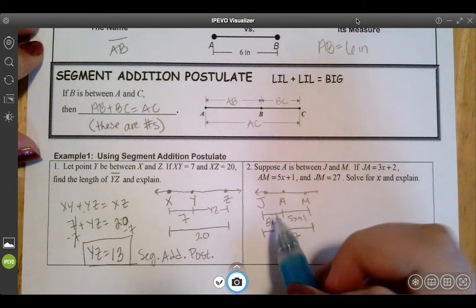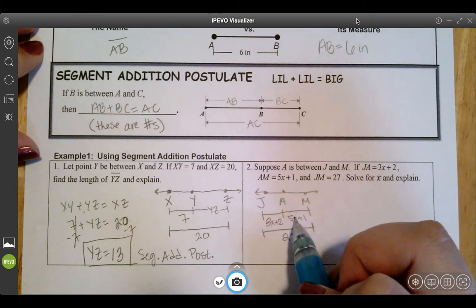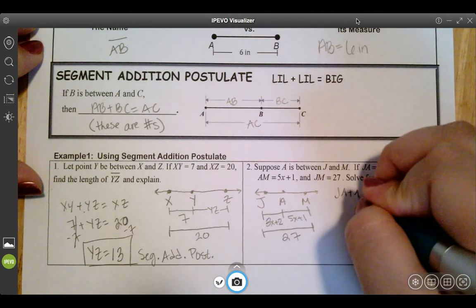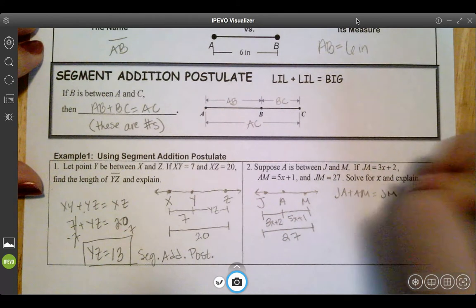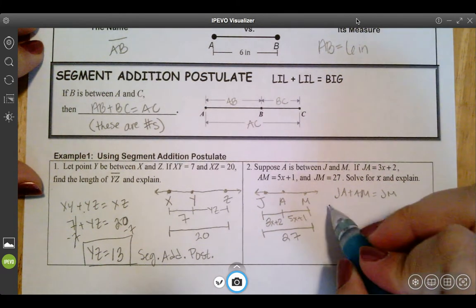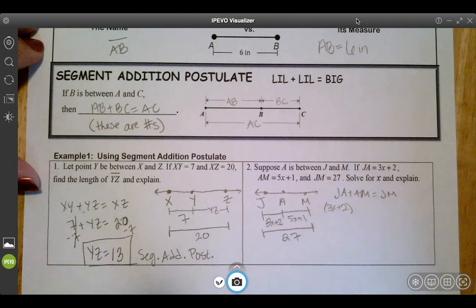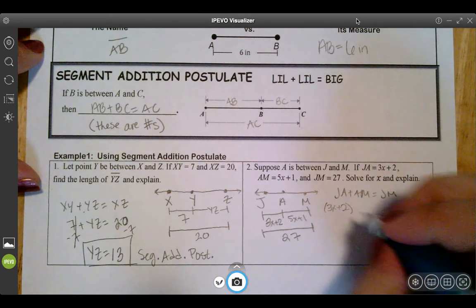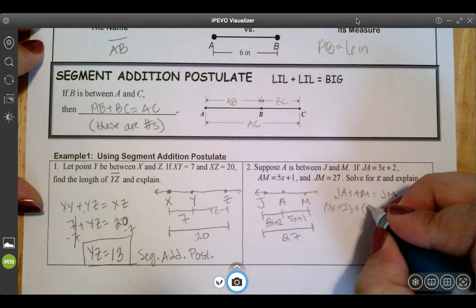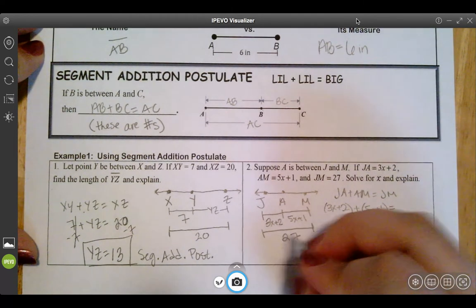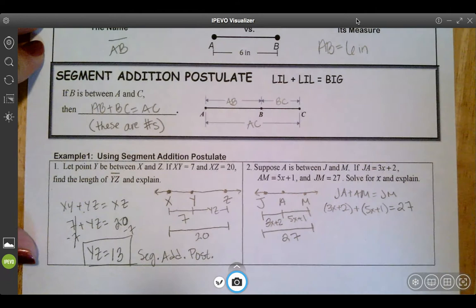So the first thing I'm going to notice, these two segments add up to the bigger one. So I can say JA plus AM equals JM. JA is 3x plus 2. I'm putting it in parentheses because that is one value. Plus AM is 5x plus 1 equals JM, which is 27.